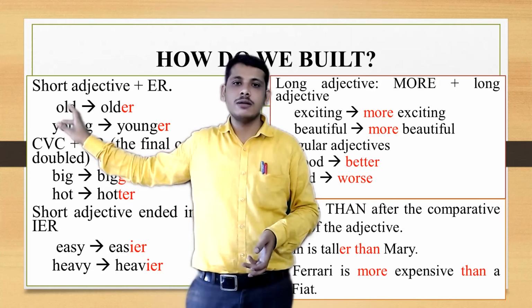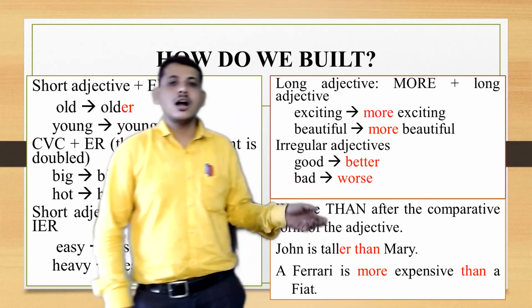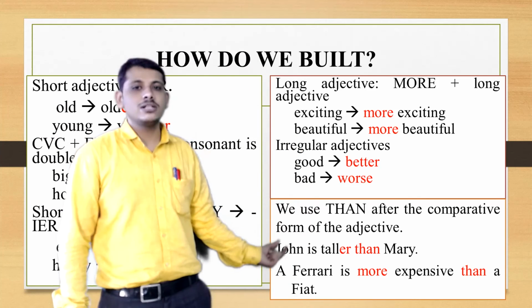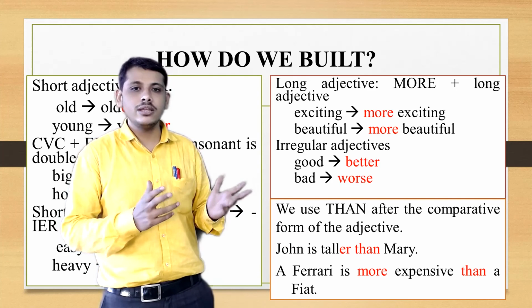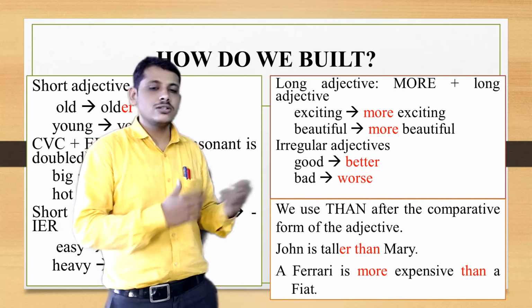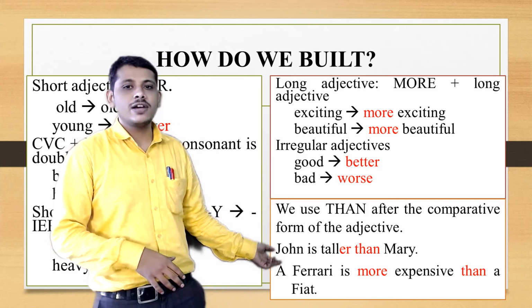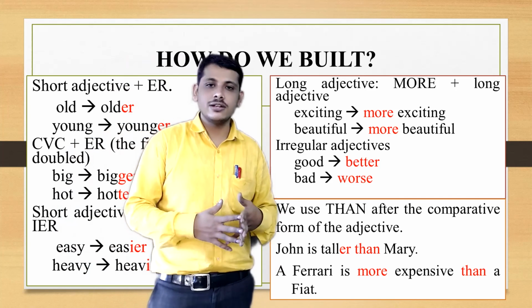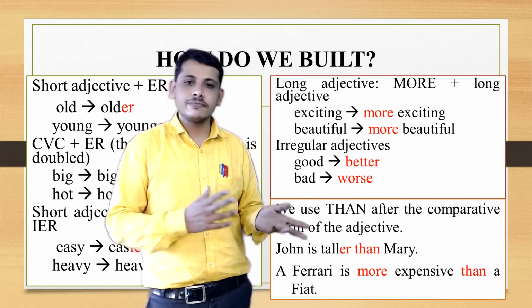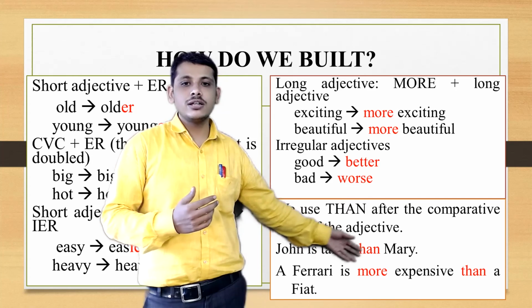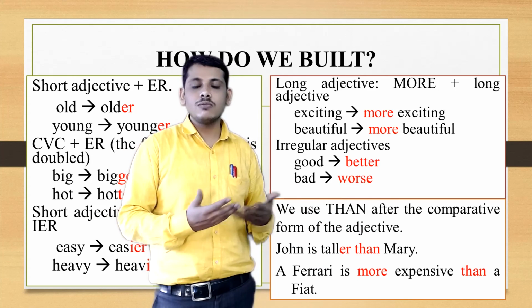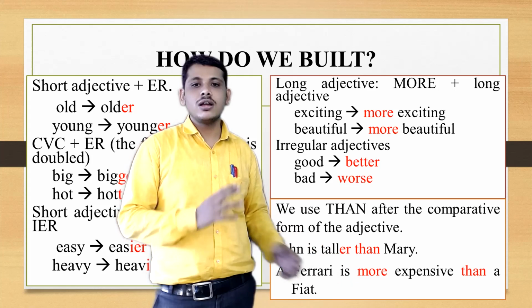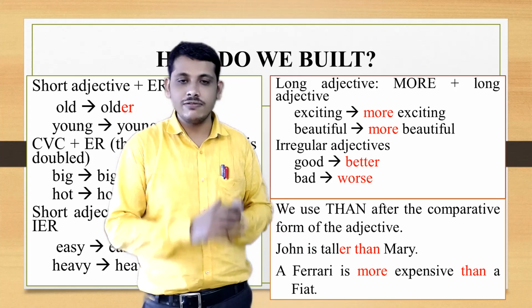Whenever we use comparative adjectives, after them we use than. For example, John is taller than Mary, because we are comparing John and Mary, their height. So I will say John is taller than Mary. In the same way, a Ferrari is more expensive than a Fiat. Two cars we are comparing. Expensive, this word is a long, big adjective, so vowels more than two. So I have used more. A Ferrari is more expensive than a Fiat.